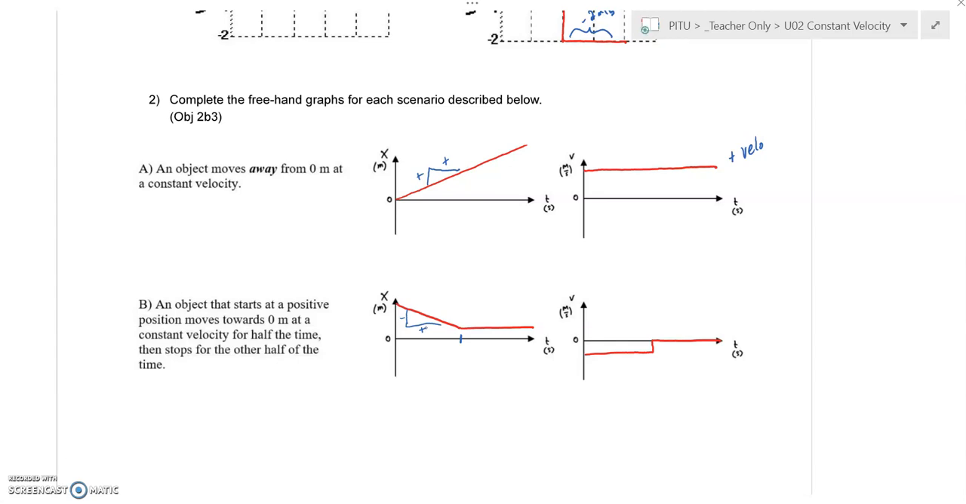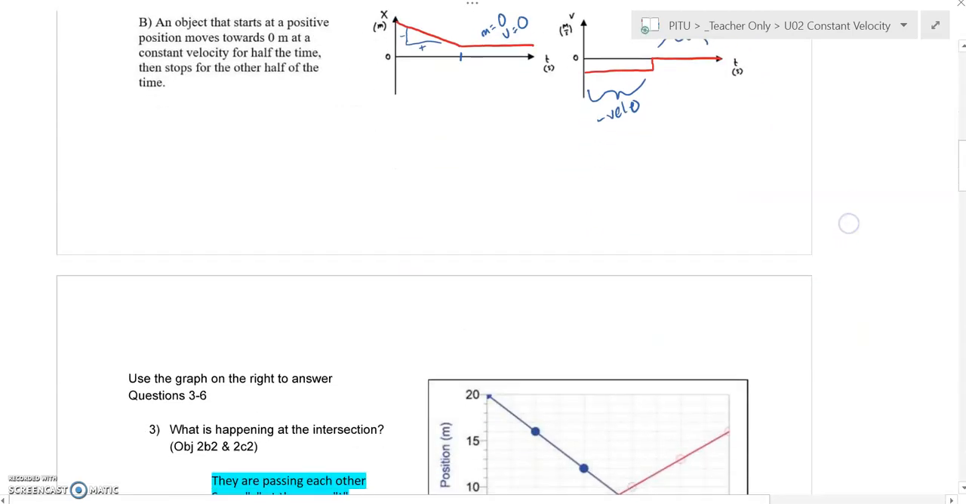And then when it stops, that's when the slope equals 0 and the velocity equals 0, right? And so for the first half, we have a negative velocity. And then for the second half, our velocity equals 0. Okay, so that's how we decipher those, looking for important parts of the descriptors.